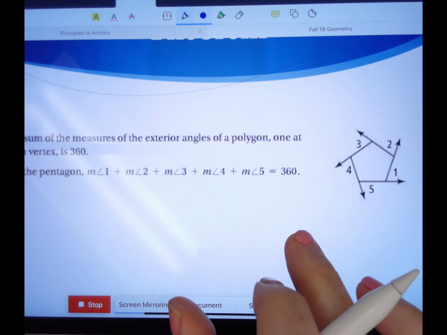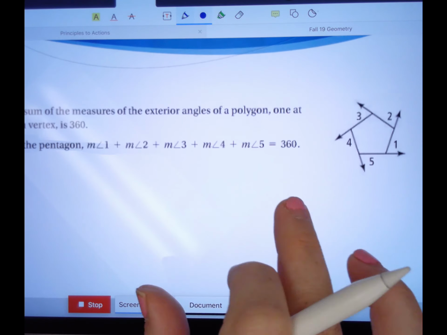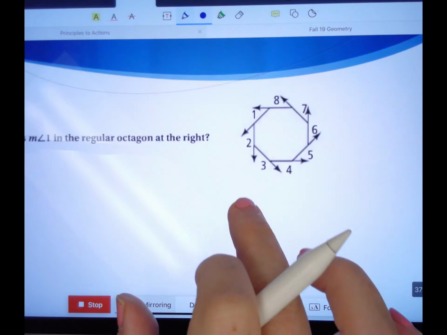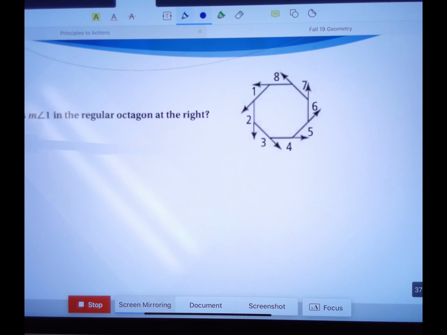So let's look at the example on your sheet right there that has the measure. It wants to know what the measure of angle 1 is. Now this is a regular octagon. So it says, what's the measure of angle 1 in the regular octagon at the right? We really don't need to know any of the inside angles right there.